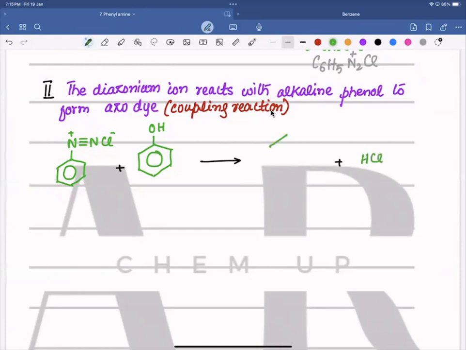So that hydrogen ion and the chloride ion join to form HCl. And here, as it's a bulkier group, its substitution at carbon number 2, or at 6, will be a little difficult because of the OH group. That's why it is substituted over here on carbon number 4 of the phenol.